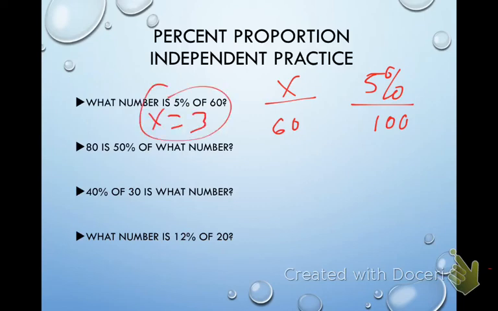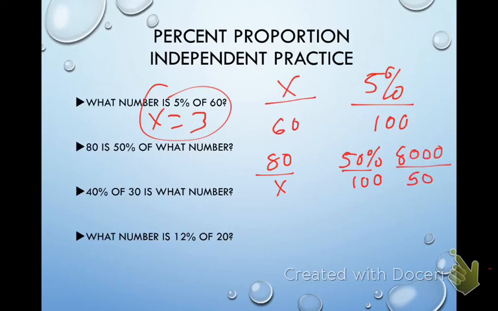Next one, 80 is 80 at the top, 50%. Okay, this is 100. We don't know this one. 80 times 100 is going to be 8 with 3 zeros, and we're going to divide that by 50. How many times is 8 going into 50? Well, I'm going to cross off those zeros because I can. 800 goes into 5. Let's see. That was going to be 160. Okay, so our answer is 160. Hopefully you got that one.